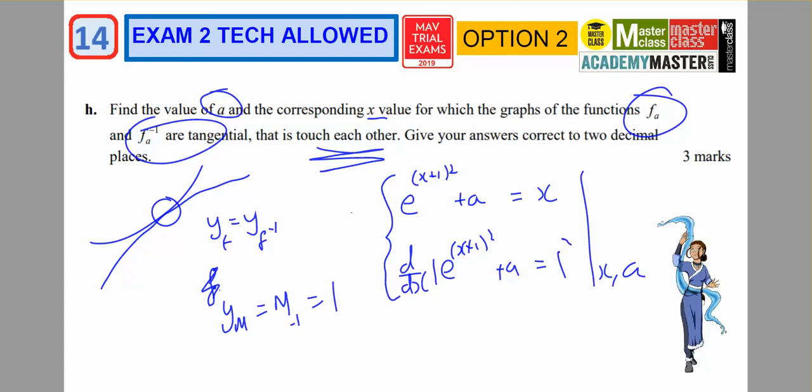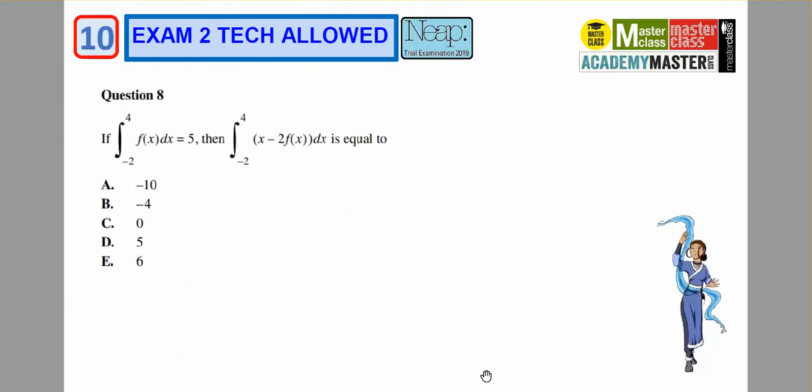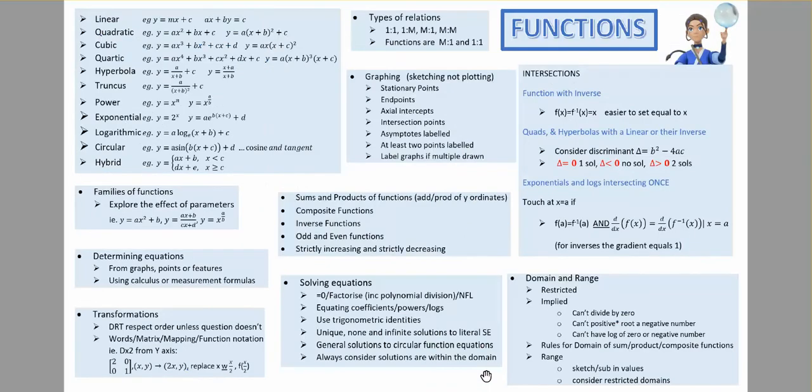So what am I saying? I'm saying that its derivative has to equal 1 because its gradient has to be 1, because where they touch each other will be on the line y equals x, and the gradients have to equal 1. Why do I say that? If I was to go here, they have to equal each other, and the gradients have to equal each other, and for inverses the gradients will equal 1. That's where it comes from.